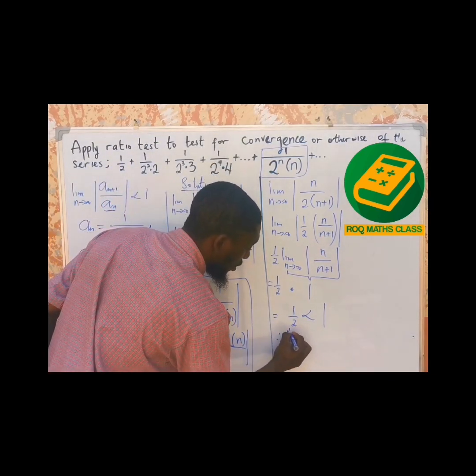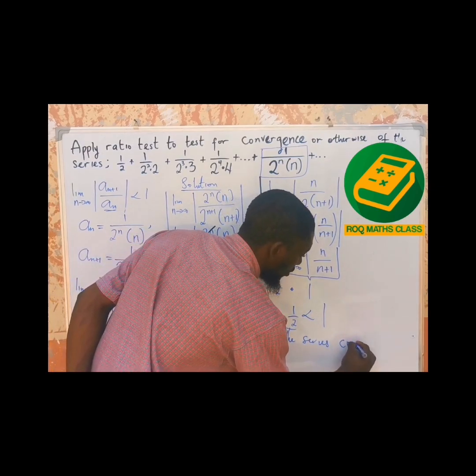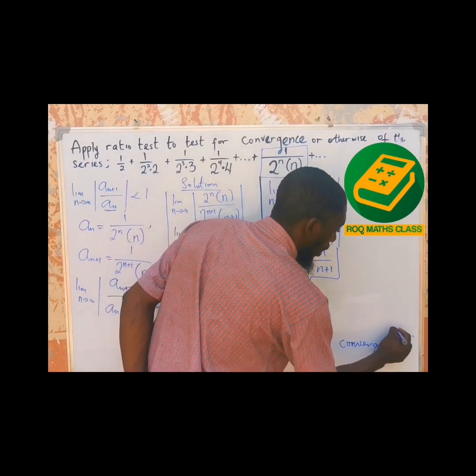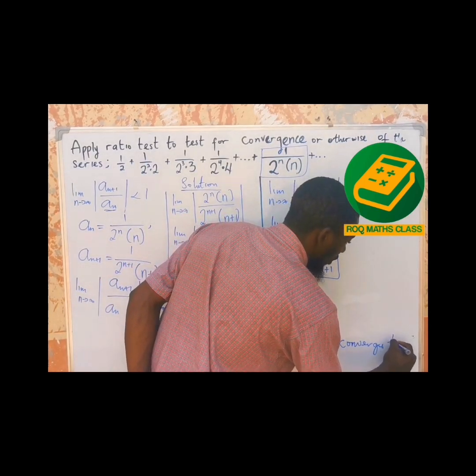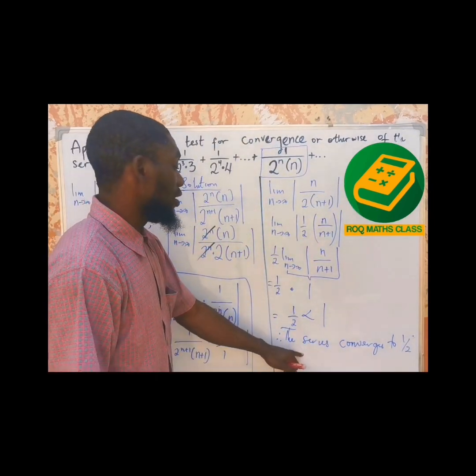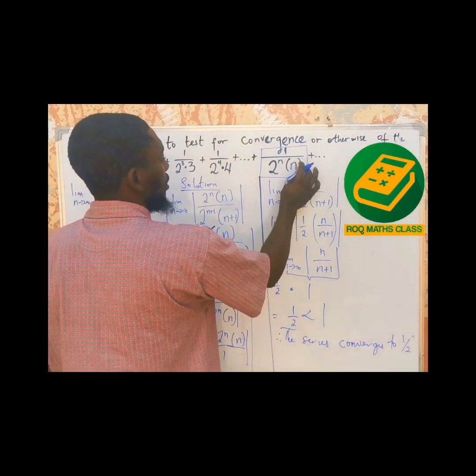Therefore, the series converges. It converges to 1 over 2, which is less than 1. So we can see that by using this ratio test, we can say that our series converges, with the limit 1 over 2.